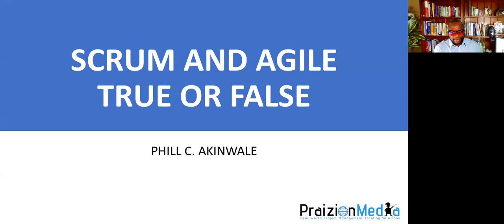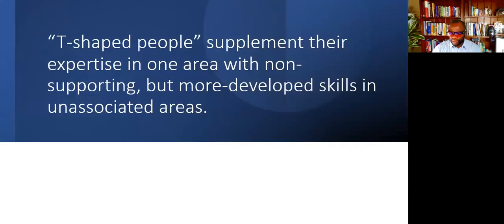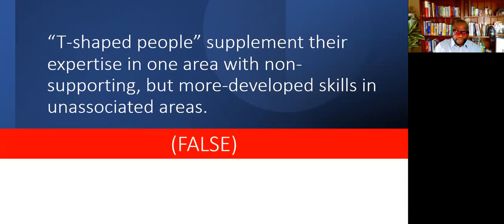So let's get started. Very first one, T-shaped people supplement their expertise in one area with non-supporting but more developed skills in unassociated areas. Is this true or false? 3, 2, 1. The answer to that is false. If you read the definition in the Agile Practice Guide, you'll see that it is the opposite. It is supporting skills in associated areas.